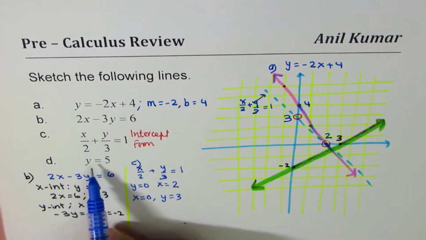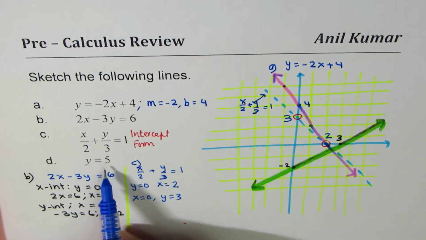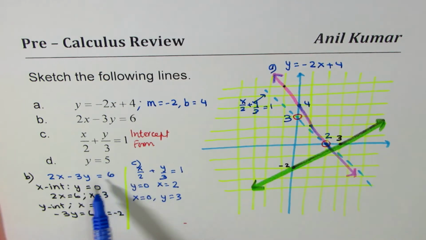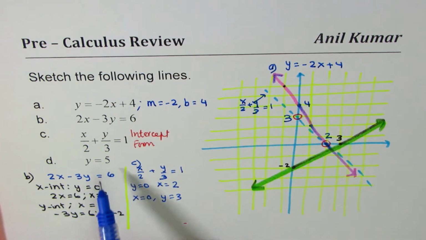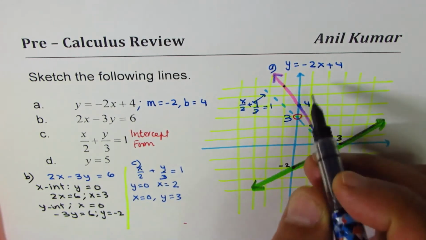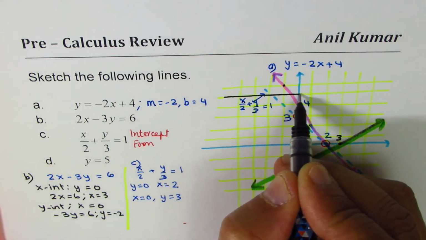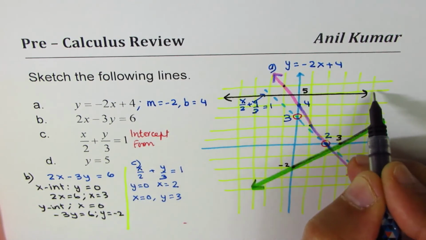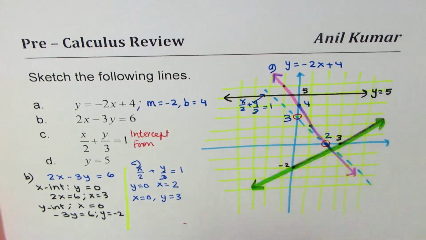Let's do part D. Y equals 5. So y equals 5 means it's a horizontal line. The slope is 0. At every point, the y value is 5. So a line like this is y equals 5. A horizontal line. So that is how you could easily sketch lines when you are given an equation.